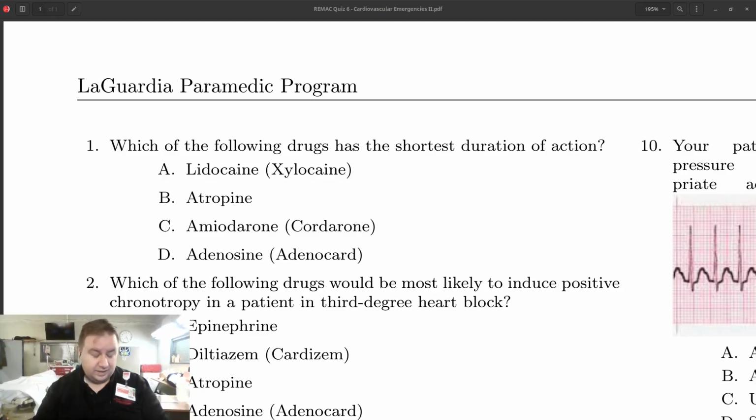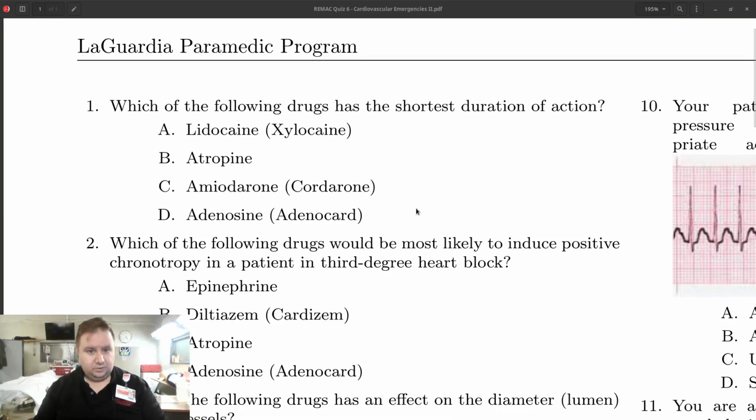If you're going to know one thing about adenosine, what you have to know is that it has a very short duration of action, right? You give it, you have to push it very quickly, you have to follow by a saline flush so that it hits the heart quickly while it still has some potency, and that, it turns out, is the correct answer here. Adenosine has the shortest duration of action.